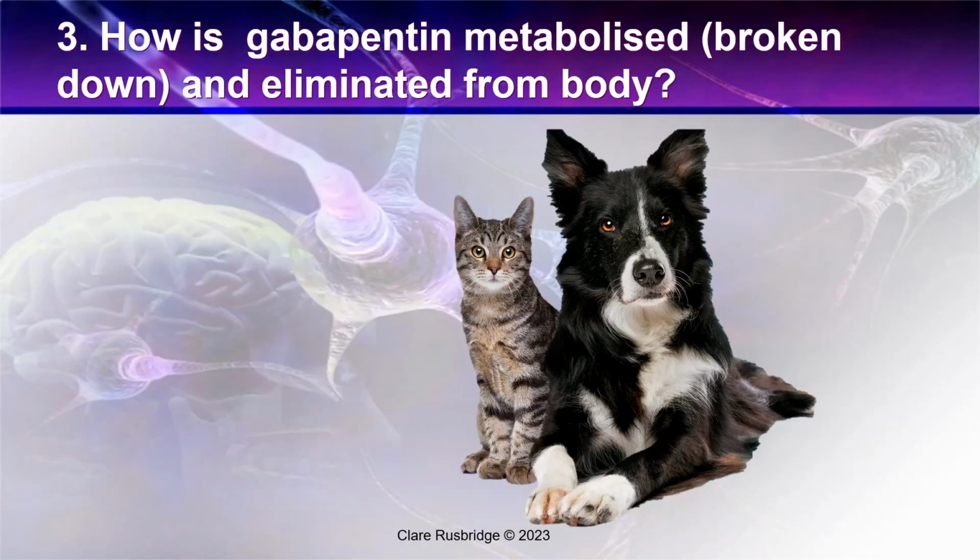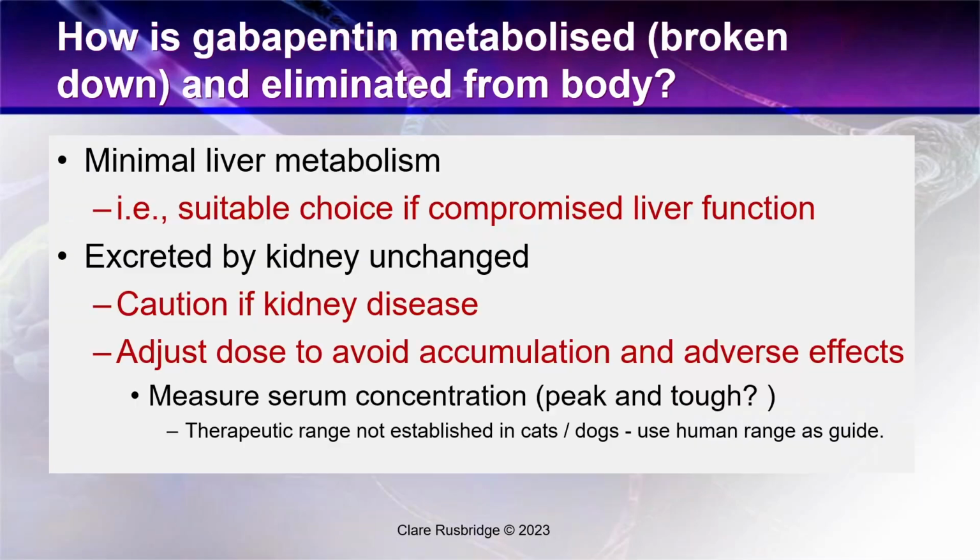So the third thing is, how is gabapentin metabolized, which means broken down and eliminated from the body? There's often a lot of misinformation about this on the social media sites, so I particularly wanted to deal with this aspect. And actually, gabapentin has very, very little metabolism in the body, very minimal liver metabolism. In fact, in humans and cats, it's supposed to not be liver metabolized.